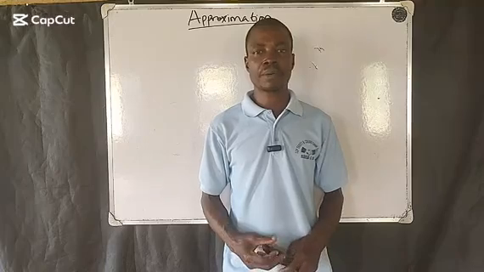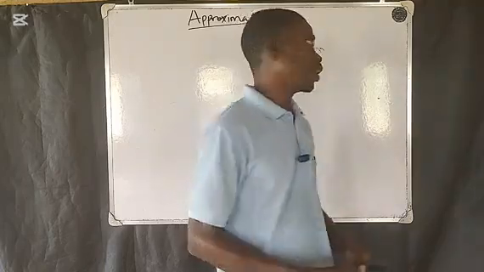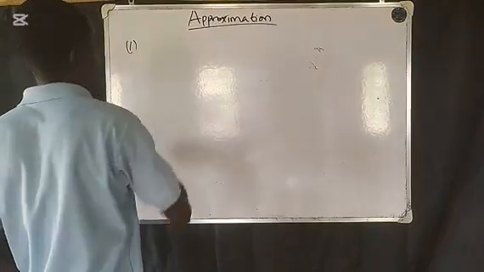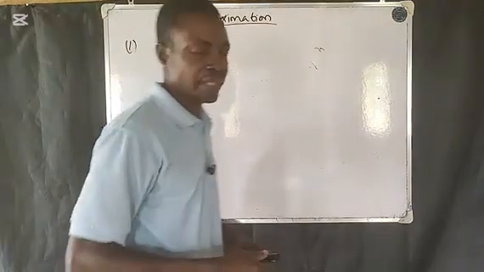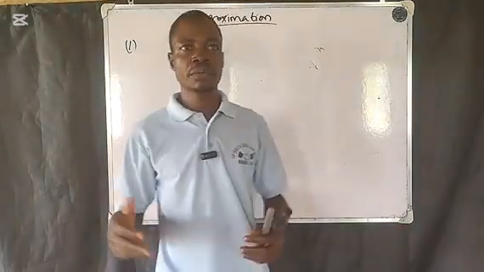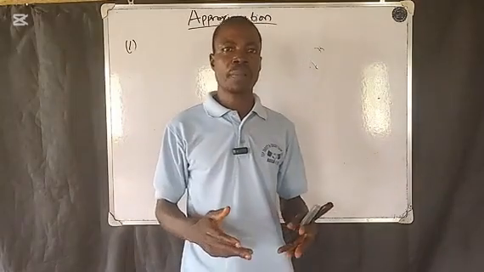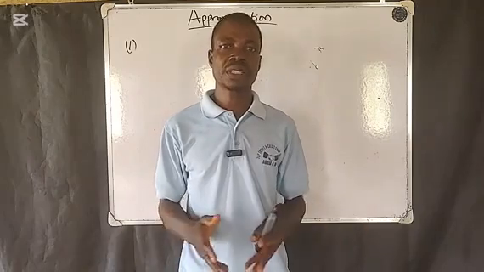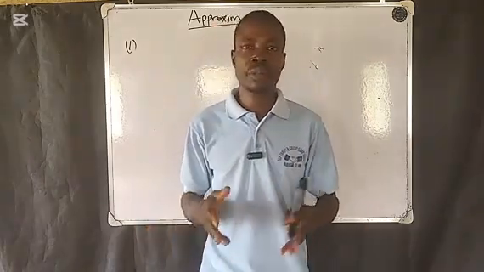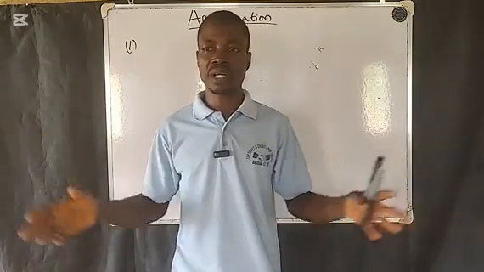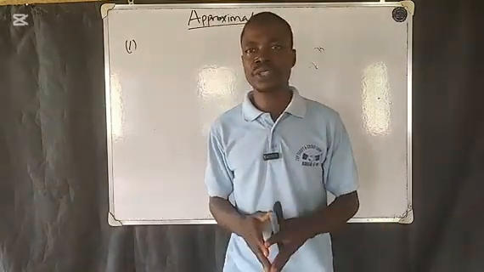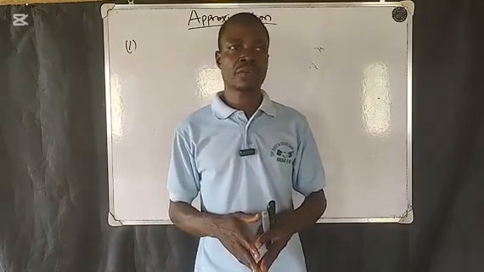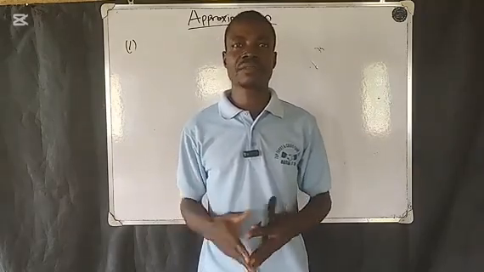Today we are looking at approximation. Approximation has different parts. To approximate is to make a number appear in a moderate way. To approximate, reduce a number to a moderate size. Maybe the number is long and you want to reduce it to a moderate size. You approximate. You can round off, you can round down.